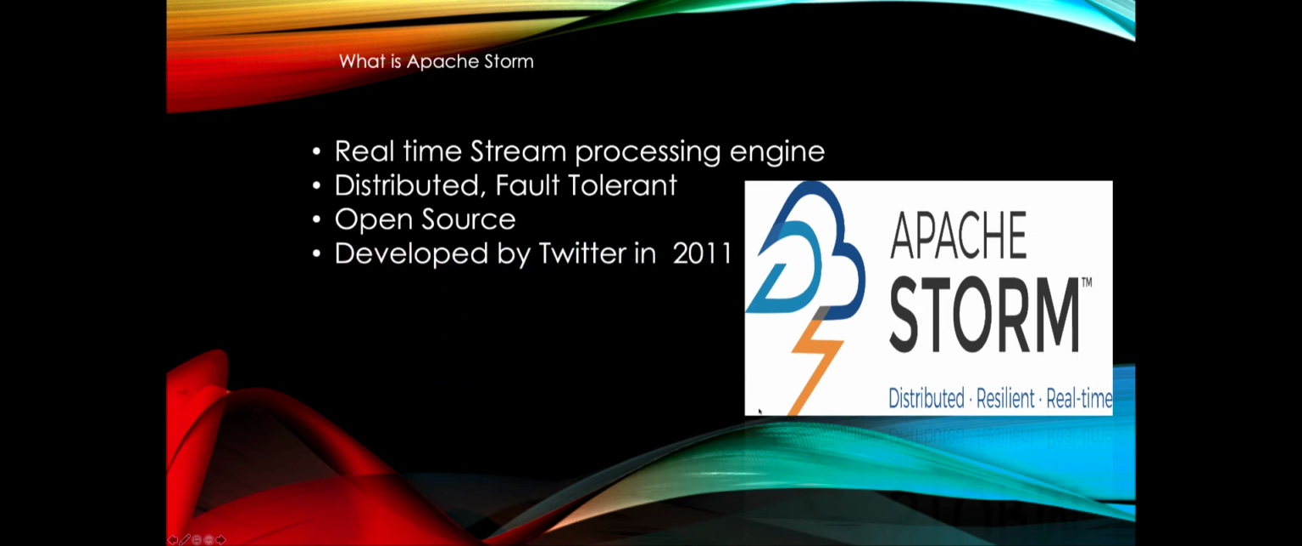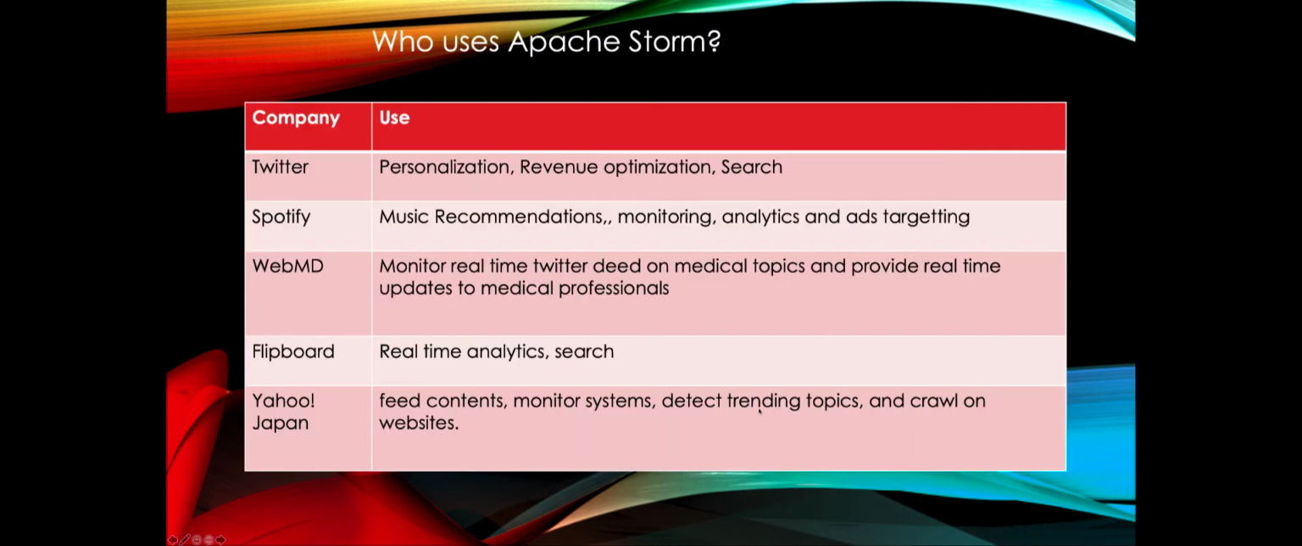And it was developed by Twitter in 2011, mainly to process its logs and do real-time analytics. It's very popular these days, and it's used by a lot of companies. So here are some of the companies where Storm is used. Twitter is using it for personalization, revenue optimization, and for search use cases.